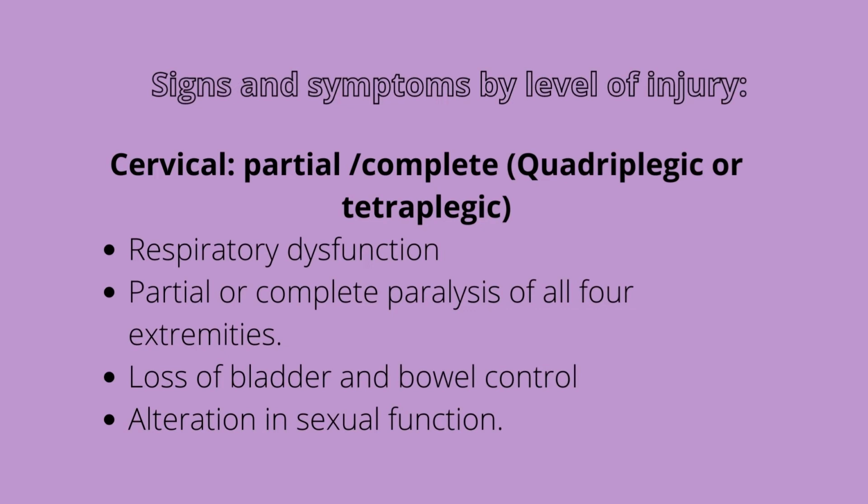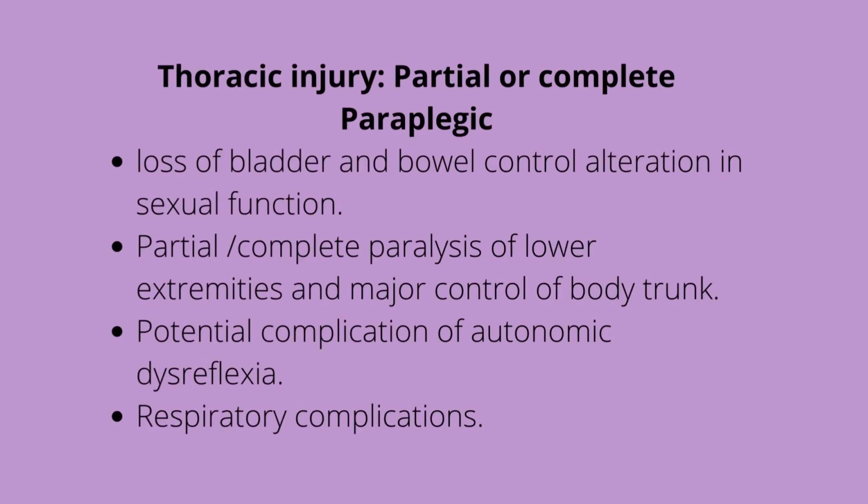They might have partial or complete paralysis of all four extremities, which is quadriplegic or tetraplegic, and they could have a loss of bowel and bladder control and alteration in sexual function. For thoracic injury, which could include partial or complete paraplegia, this will include a loss of bowel and bladder control as well as altered sexual function. We'll have partial or complete paralysis of the lower extremities and major loss of control of the body trunk. Because think about it, it's starting from your thorax. So going down, the more paralyzed you are, the less control of your body you have.